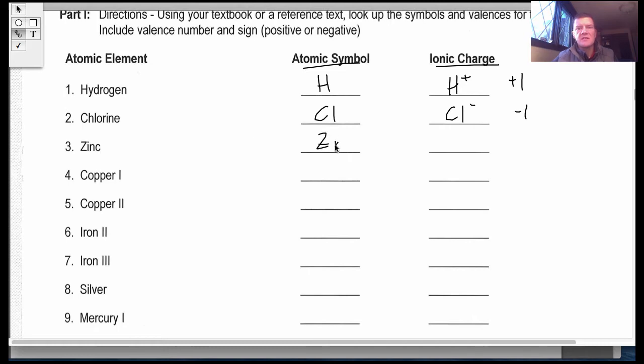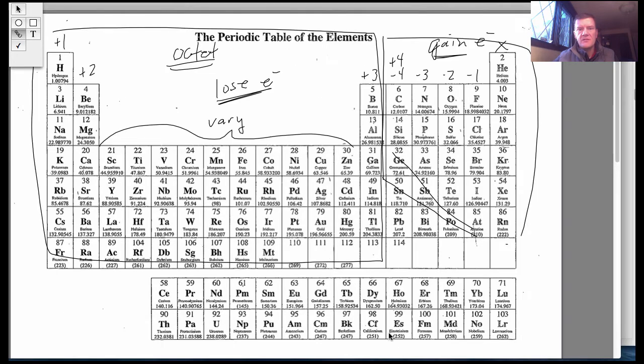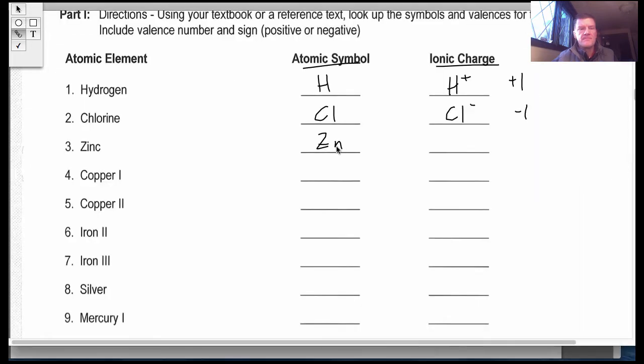Zinc, if you look here, now zinc is in the transition elements, but it's fairly consistent. I believe zinc is a +1 if I'm not mistaken. Okay. Sorry, I made a mistake here. Zinc actually is a +2. Alright, so it's one of those transition elements that does not change its ion charge. So it's a +2. Sorry about that.